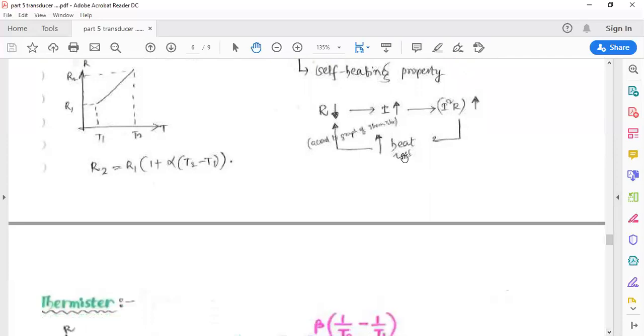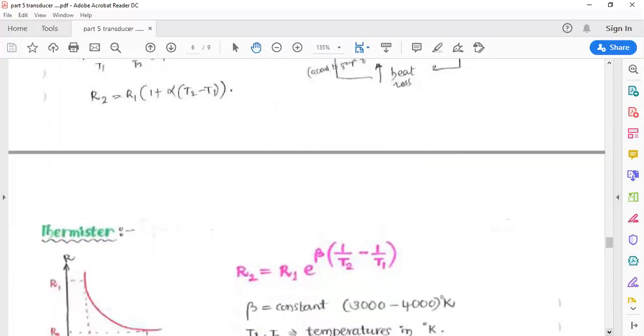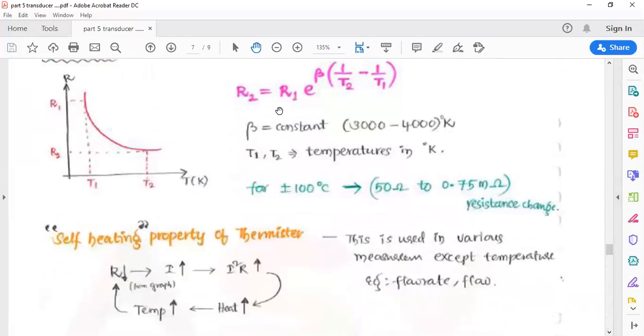Because we know that as the temperature increases, the resistance of the material will decrease. The metal which we are using here, resistance will decrease. Now thermistor. In thermistor, the variation in resistance is R2 equal to R1 e raised to power beta (1 by T2 minus 1 by T1). Beta is constant of materials, which range is 3000 to 4000 degree Kelvin. T1 and T2 are temperatures in Kelvin. For plus minus 100 degrees Celsius, the resistance change may be 50 ohm to 0.75 milliohm.